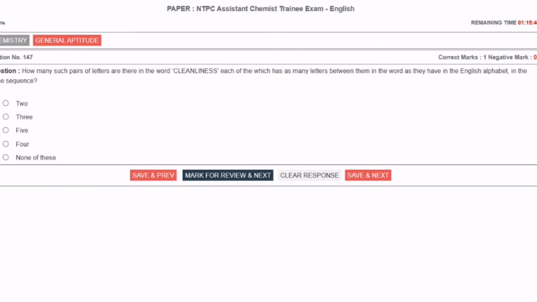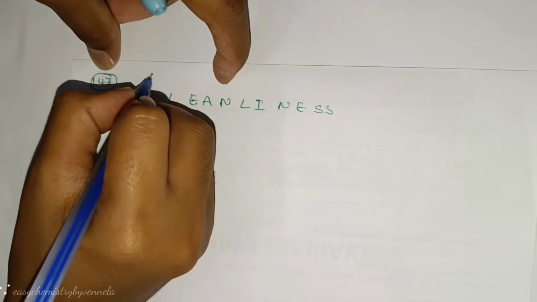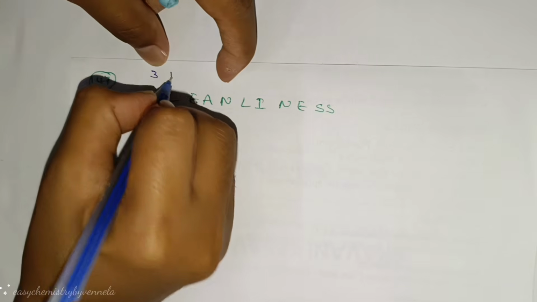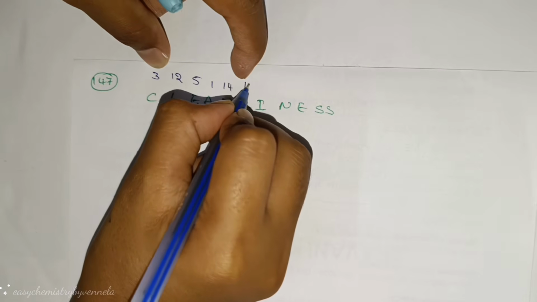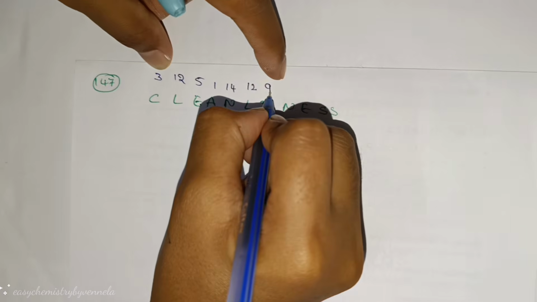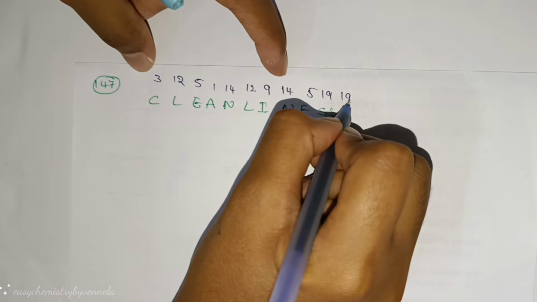Next question. How many such pairs of letters are there in the word cleanliness, each of which has as many letters between them in the word as they have in the English alphabet in the same sequence? 2, 3, 5, 4, none of these. You have to find out how many pairs there are. This is the given word. C is number 3, L 12, E 5, A 1, N 14, L 12, I 9, N 14, E 5, S 19, S 19. This is the alphabet number series.